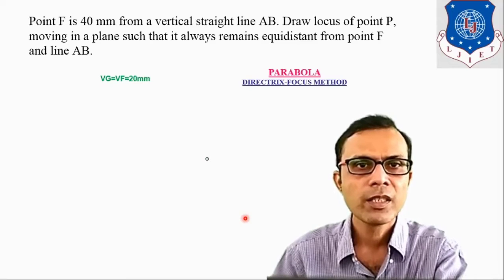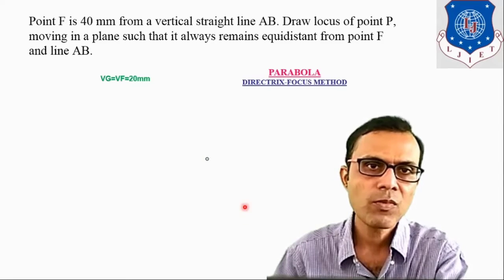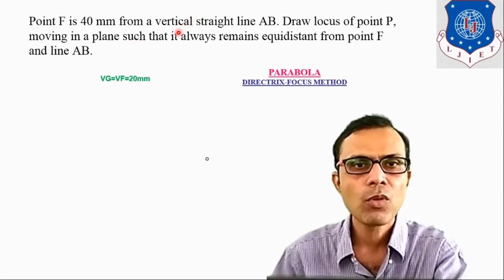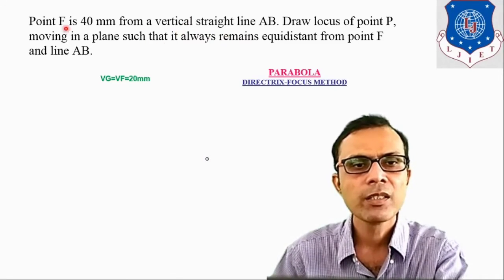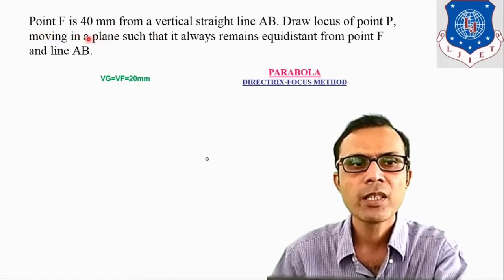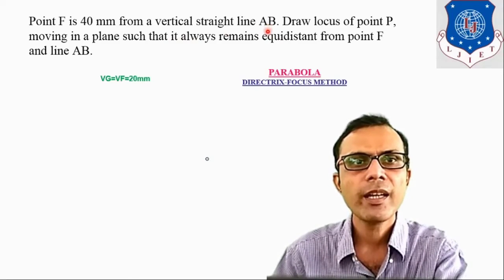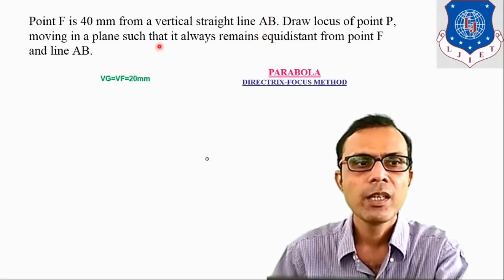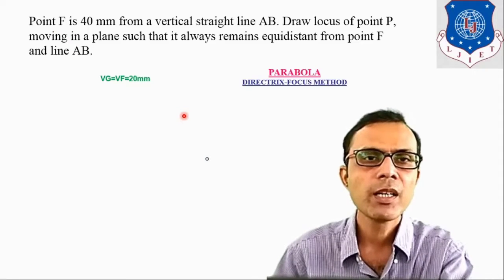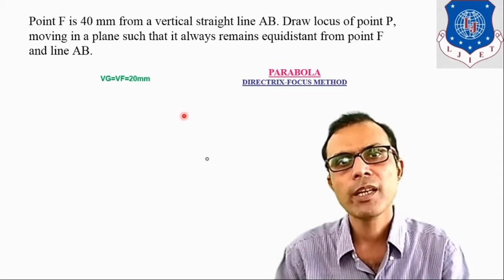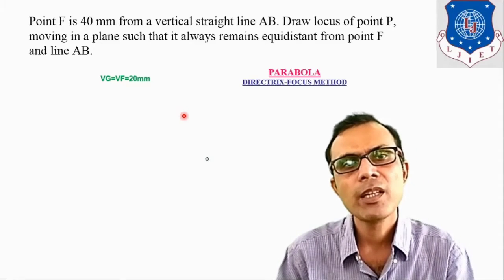Now let us discuss the method to draw the parabola and hyperbola. First of all we will discuss the method to draw the parabola by the directrix focus method. You should understand what data is given. Point F is 40 mm from the vertical straight line AB. The vertical straight line means the directrix AB, and point F is the focus. So the distance CF is given as 40 mm, and we know that E is equal to VF by VC, and for the parabola VF is equal to VC.